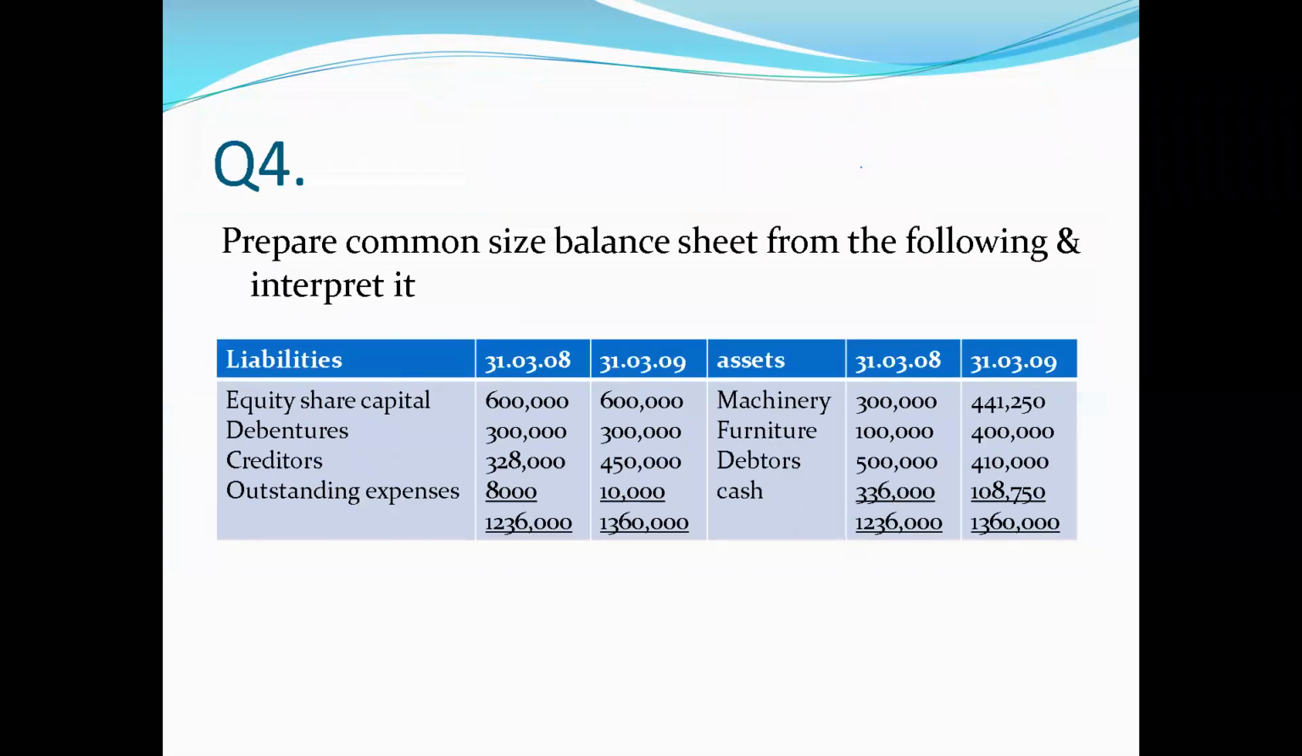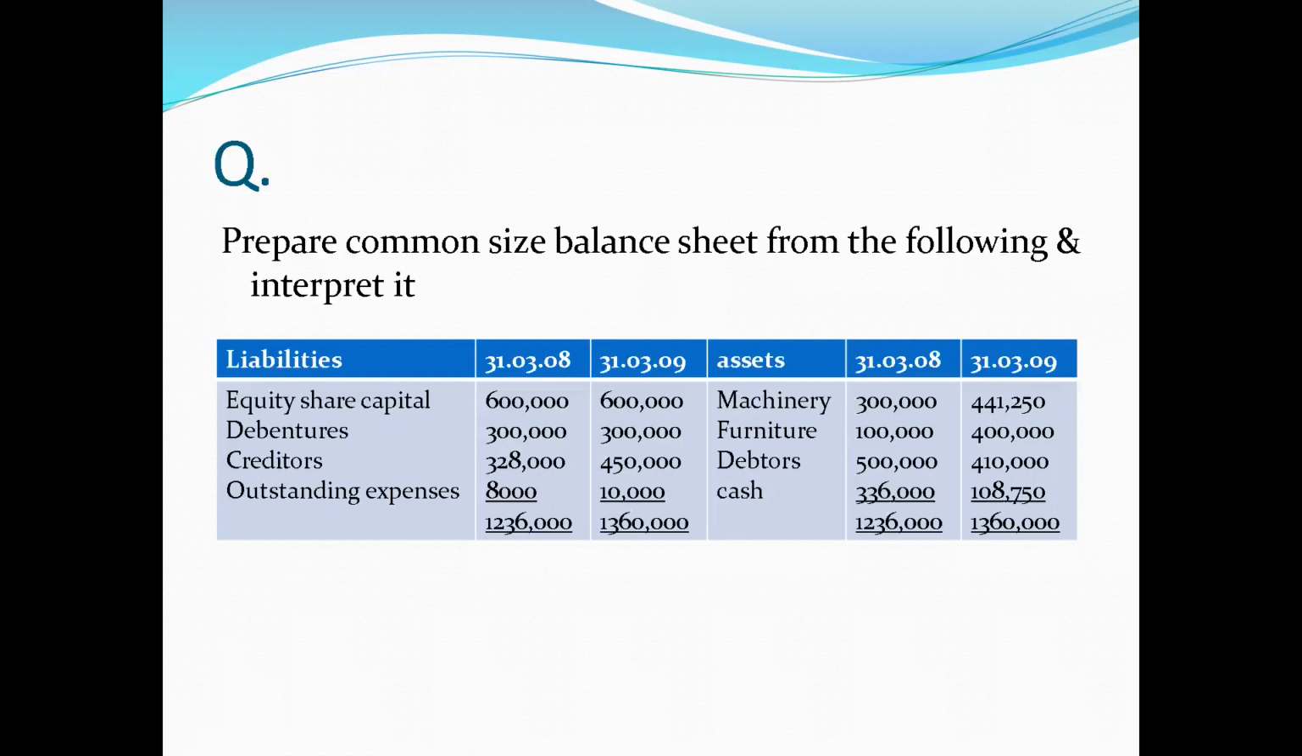Now next is the common size balance sheet. In the balance sheet, we are given 2 years figures, that is 31st March 2008 and 31st March 2009. A 2-year balance sheet is given with liabilities. Long-term liabilities are equity share capital and debentures, and current liabilities are creditors and outstanding expenses. So the same particulars format that we have followed in the comparative balance sheet would be prepared.